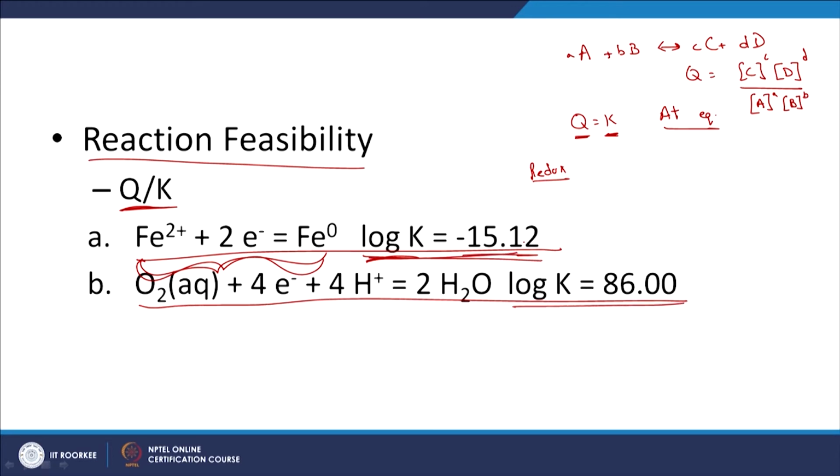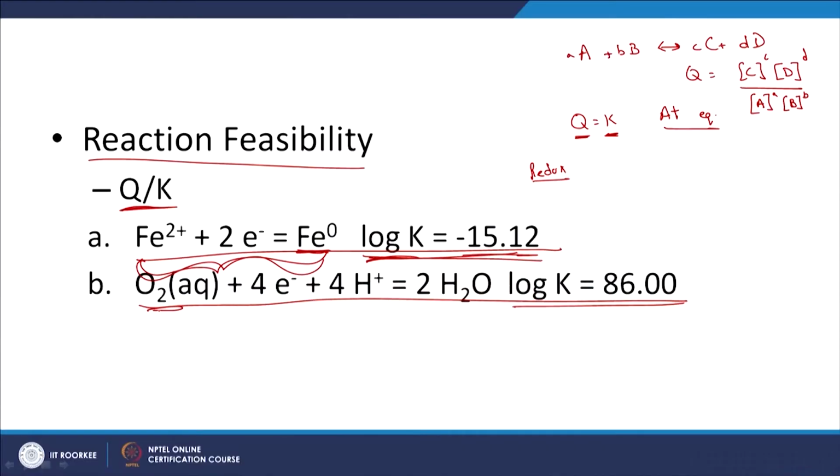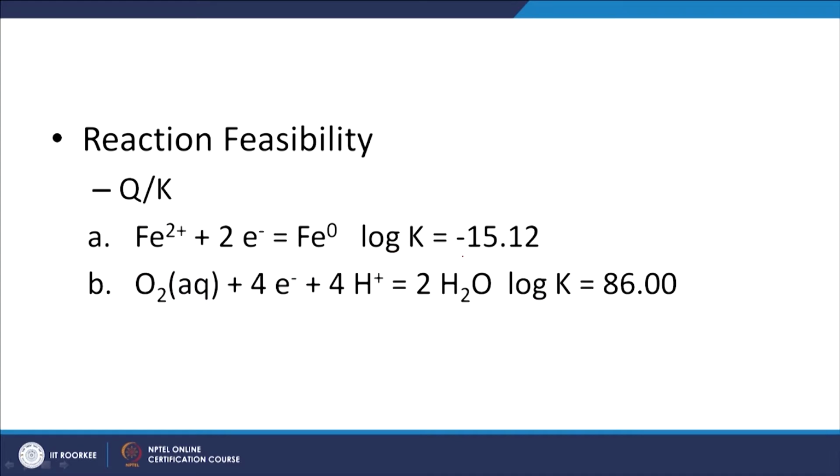Now let us say I want to know how feasible it is for zero valent iron to be oxidized by oxygen. This is what I am trying to look at. I have the two reactions: one is the reduction of Fe2+ to Fe0, and the other is the reduction of oxygen to H2O. But what is it that I am trying to understand? I am trying to look at how feasible it is, for a particular scenario, that zero valent iron can be oxidized by oxygen. What does it mean for corrosion to occur?